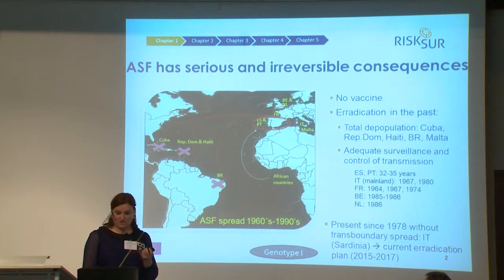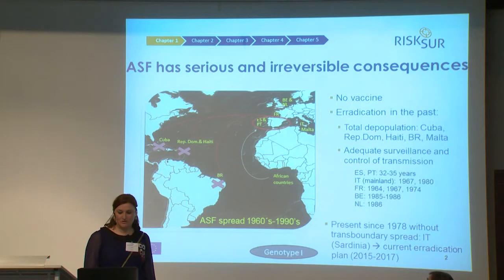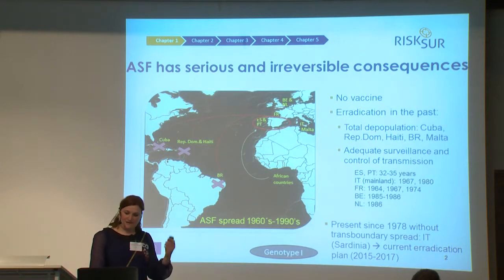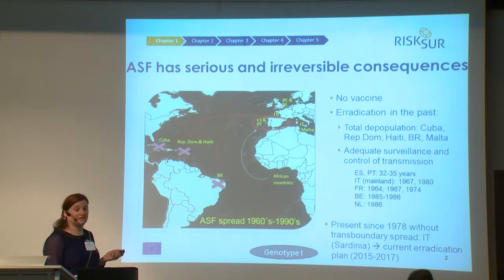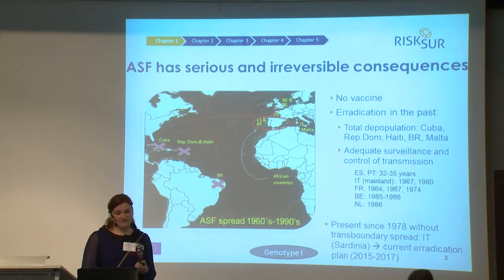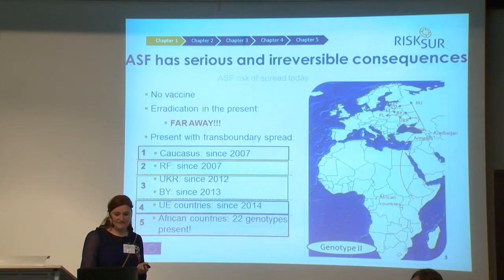Why did we choose African swine fever? Well, because it has serious and irreversible consequences. This is a historical perspective of the big outbreaks that we had in Europe, from the 1960s up to the 1990s. At the time there was no vaccine, and there's still no vaccine at the moment, and the eradication was achieved either by total depopulation in those areas where wild boar was not affected, or it took a very, very long time when there was a wildlife implication as well. And the only tool we have to fight this disease, other than very lengthy control efforts, is actually early detection.